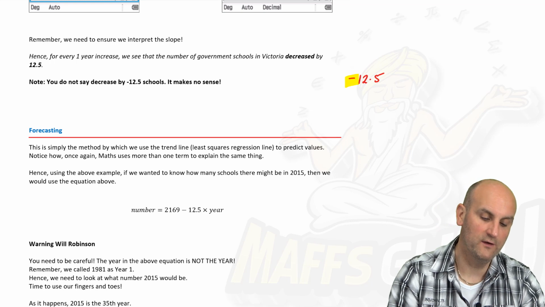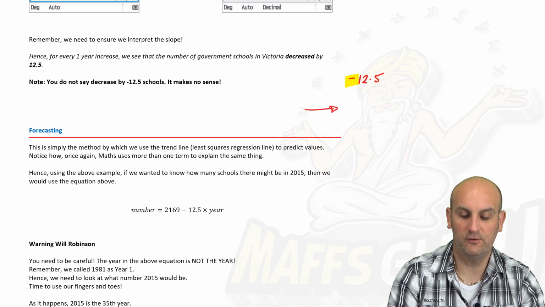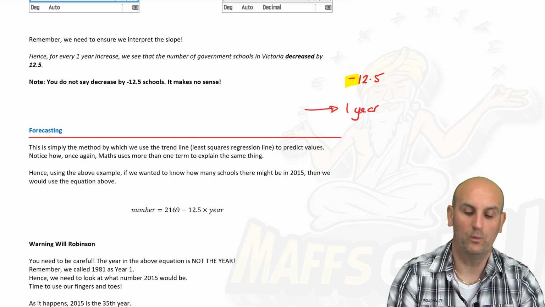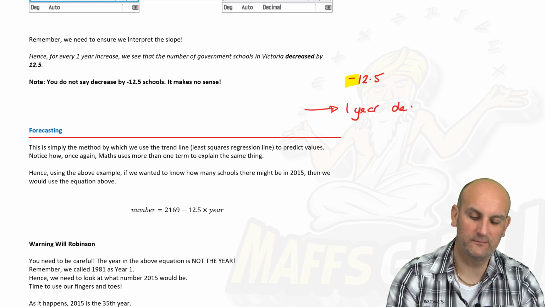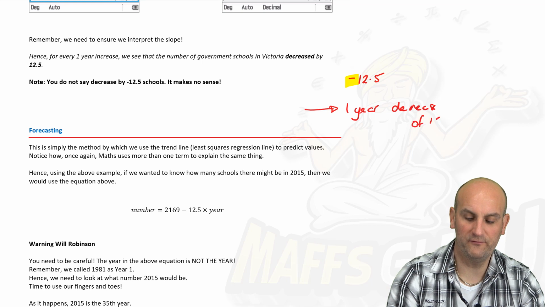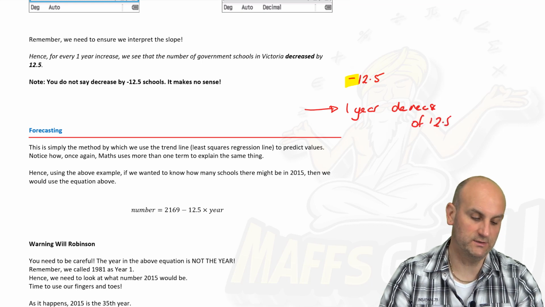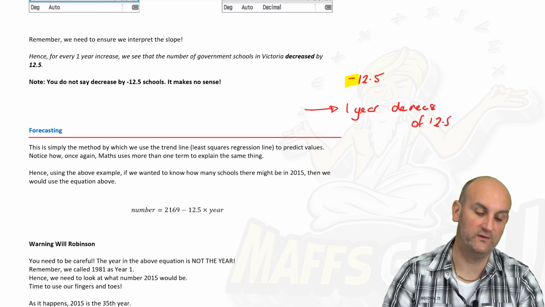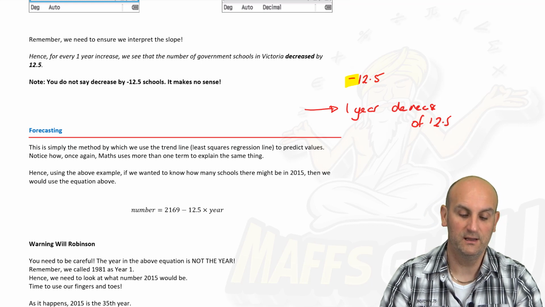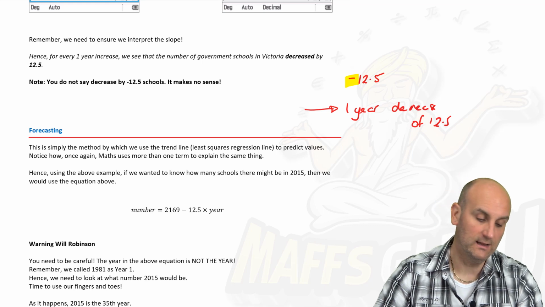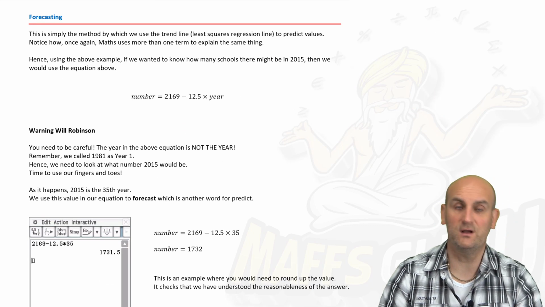So we now know for every 1 unit increase in time, so for every 1 year, because that's what we were dealing with, we can have a decrease of 12.5 government schools, right? So hence, for every 1 year increase, we see that the number of government schools in Victoria decreased by 12.5. There we go. Easy, right? Now, we move on to the next section, forecasting.